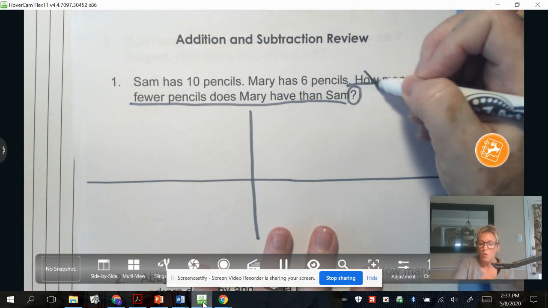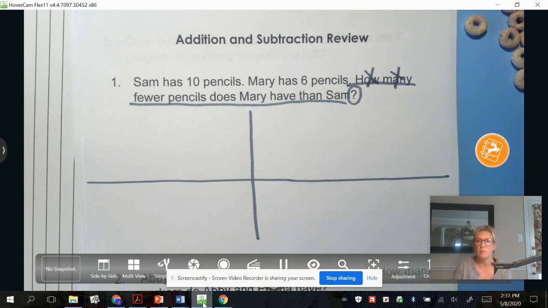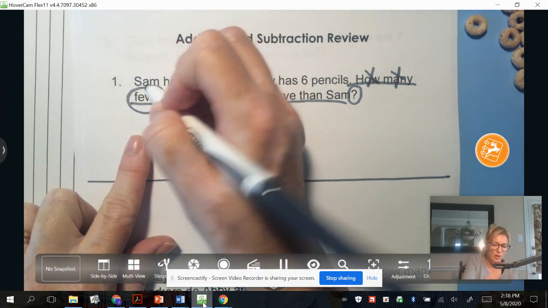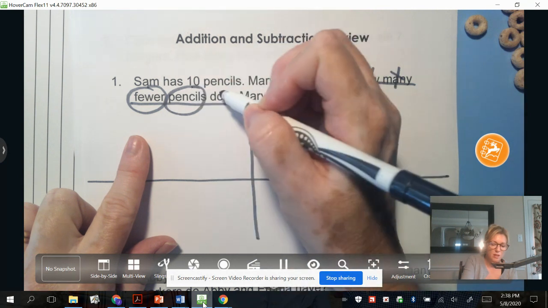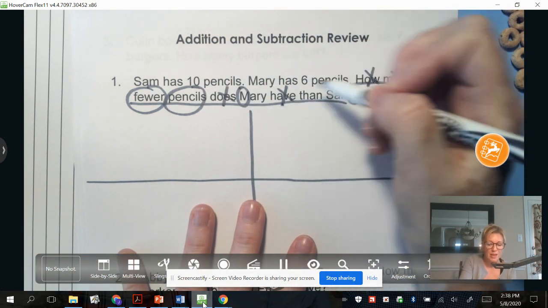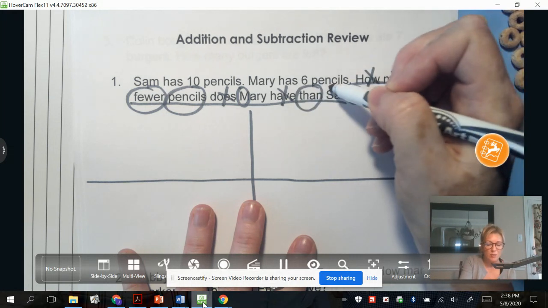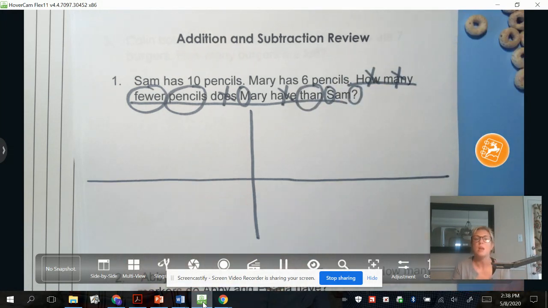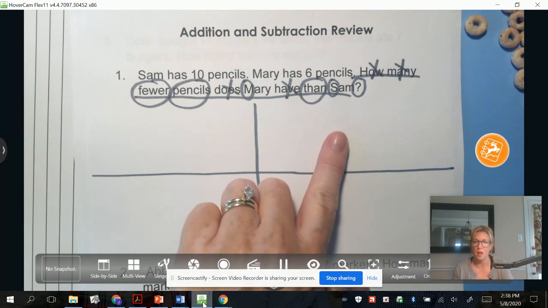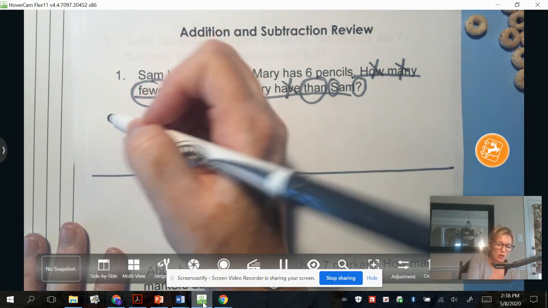Cross out how many. We don't need the words how many because it's math. Every question would begin with how many. That doesn't really help us get to the bottom of this. Fewer, definitely an important word. We're going to circle that. Pencils, yes. Does, no. Mary, M for Mary. Have, than, and then we can circle the S for Sam. So when we read all of that together, it reads like this. Fewer pencils, M, than S. Okay. So we'll write that in our first box.